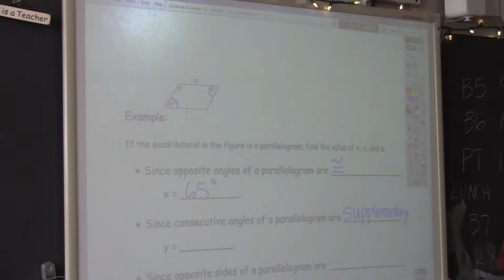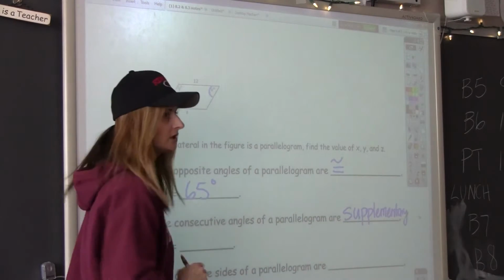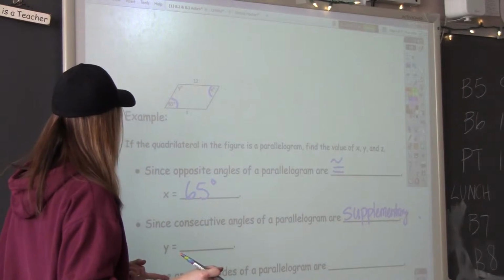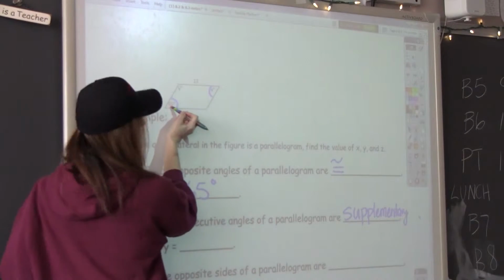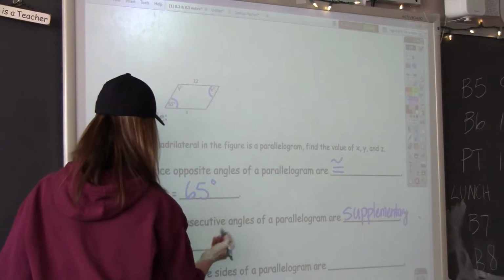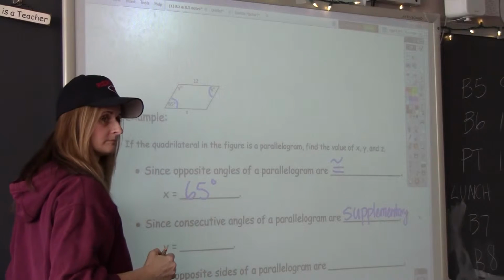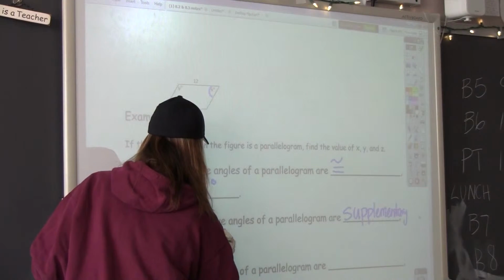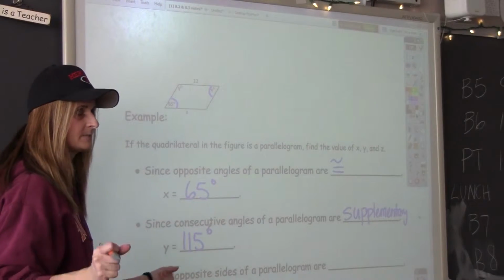supplementary, y should equal 115, because this angle is 65, so y has to be 115, because 115 plus 65 adds up to 180.